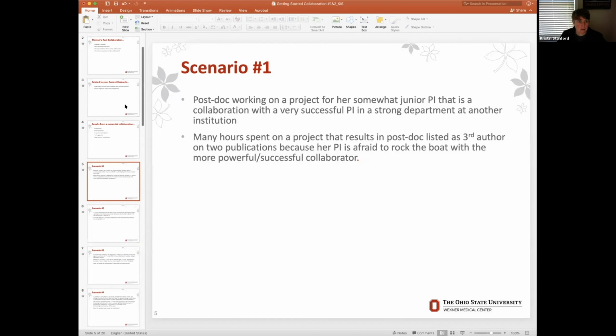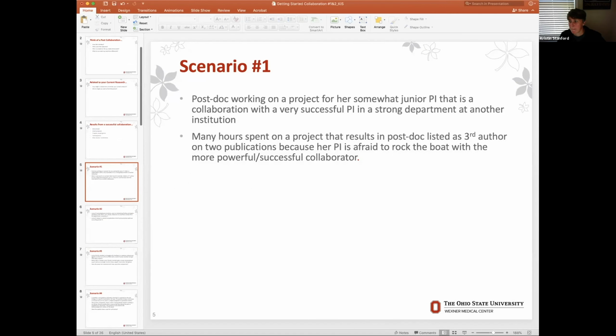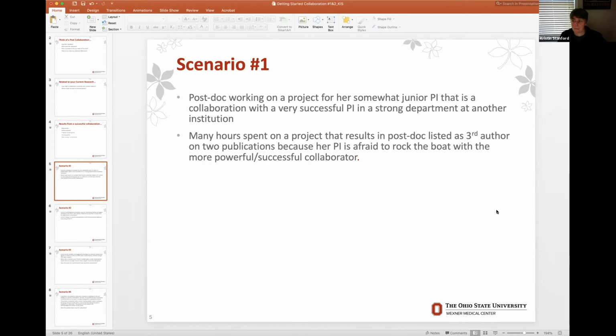Let's do it this way. Any thoughts? Ideally, authorship is discussed up front. So I think that's a great, yeah, sorry, I see it in the chat box now. Yeah, I think that's a great point.